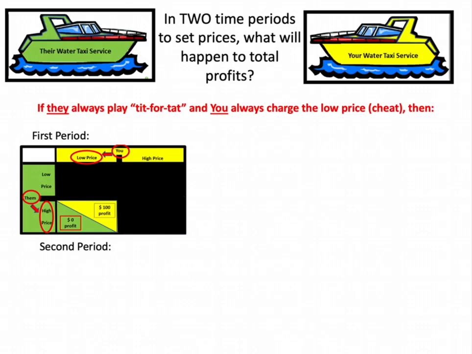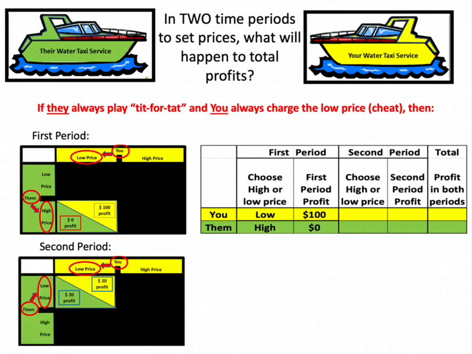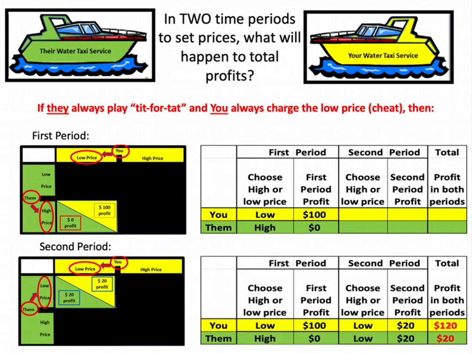What happens if they're the ones playing tit for tat and you always go low or cheat? Well, it's going to be the exact opposite. You're going to make the $100 the first time. They're going to make nothing because you went low and they went high. In the second period, they're going to do what you did last time. Okay? And so they're going to go low because you went low last time. Okay? I just did that backwards.